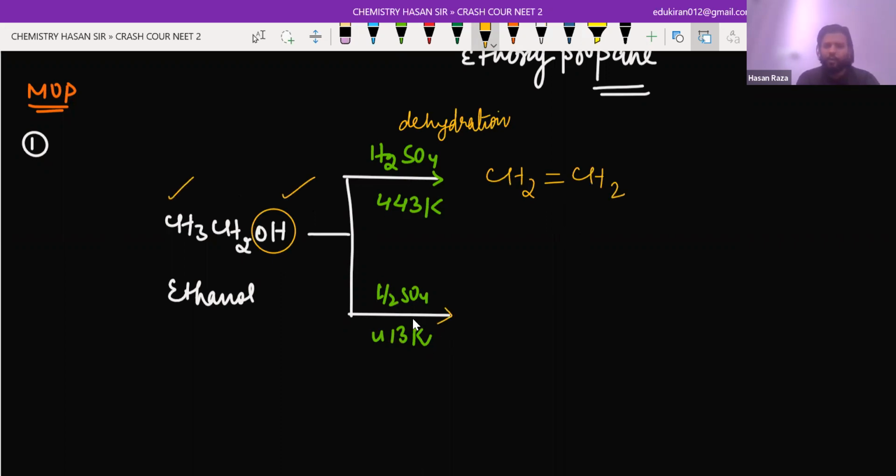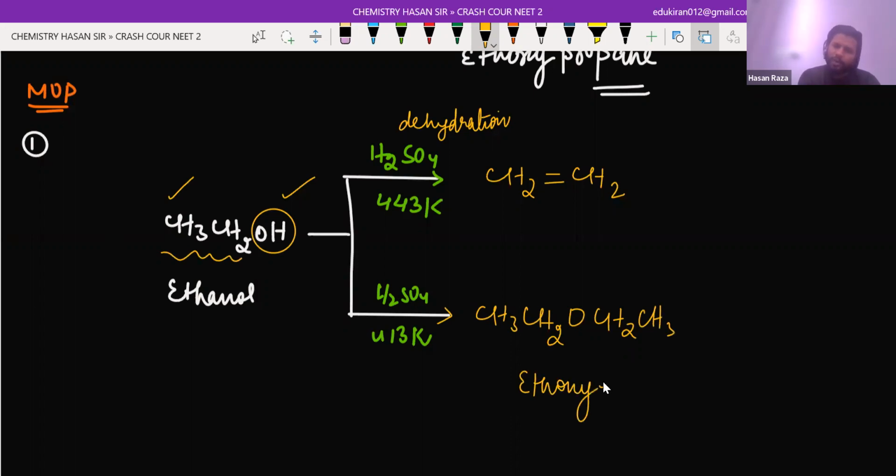But when we are going to use H2SO4 at 413 Kelvin, this will be written as CH3CH2O, and then again this will be repeated in its image form. And this is what we get, ethoxyethane. So in the formation of alkene we use only 1 mole of CH3CH2OH, and in the formation of this ether we need 2 moles of CH3CH2OH. Is that clear?